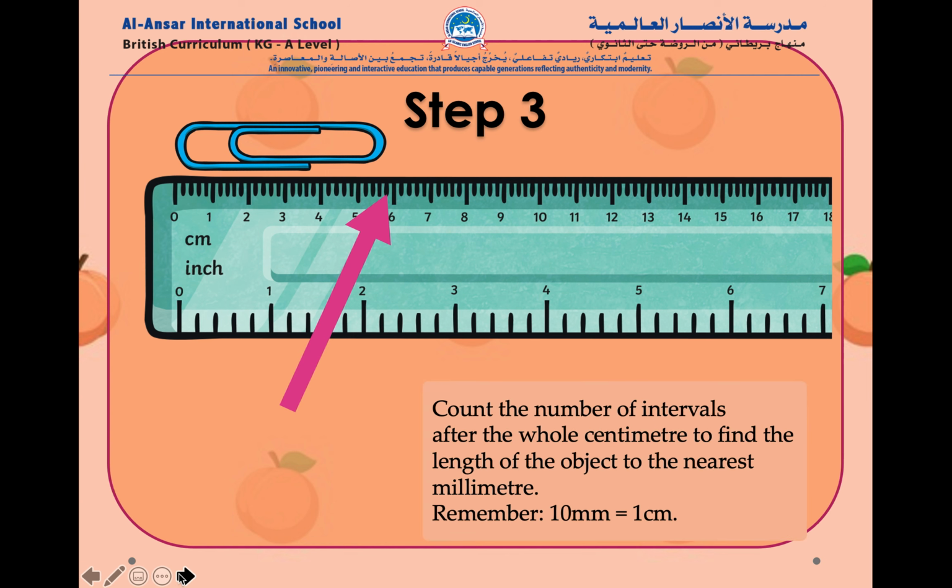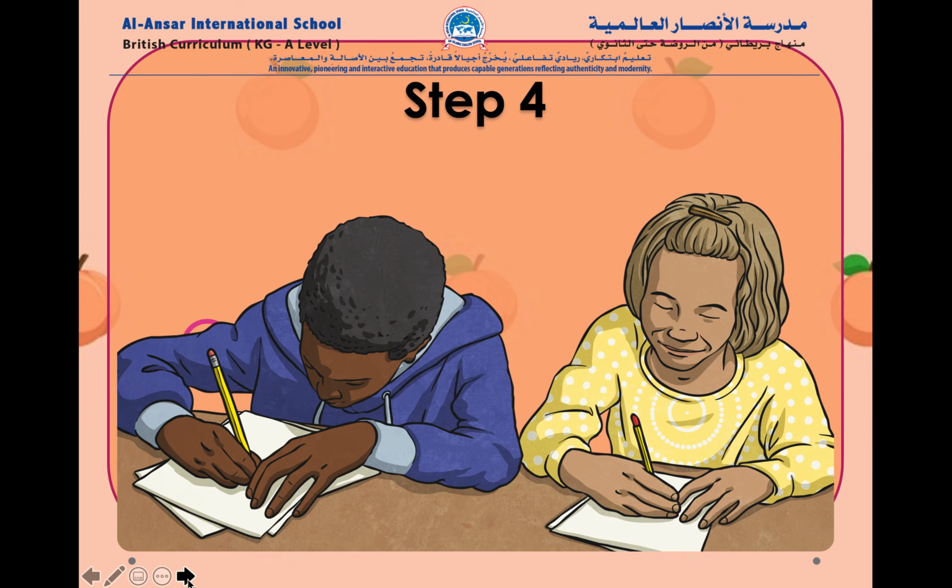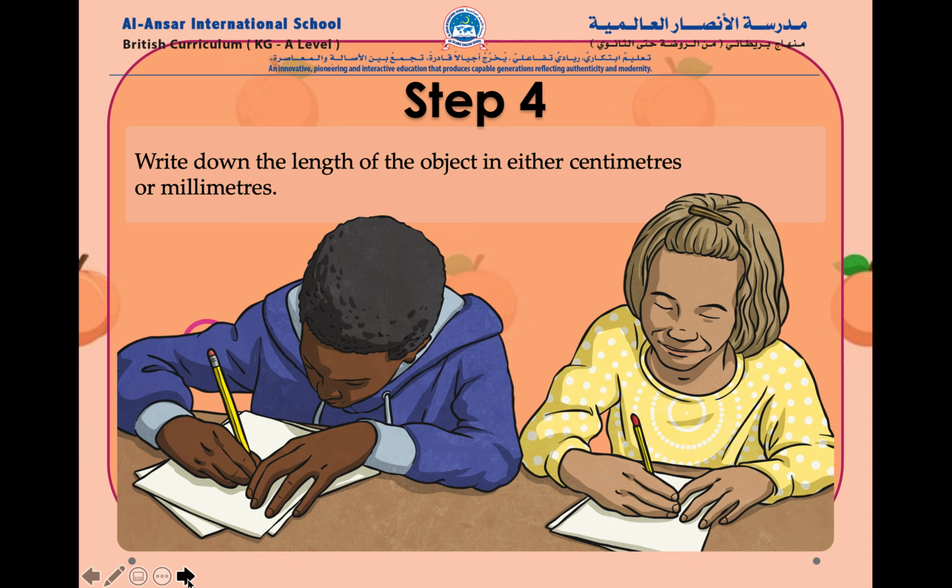We can also count the intervals after the whole centimeter to find the length of the object. So here we have every 10 millimeters is equal to 1 centimeter. We will also write down the length of the object in either centimeters or millimeters. For now, we will try to focus only on centimeters.